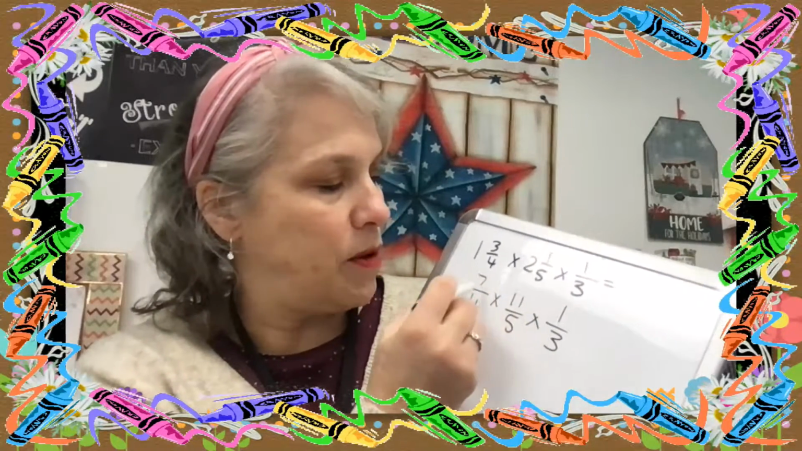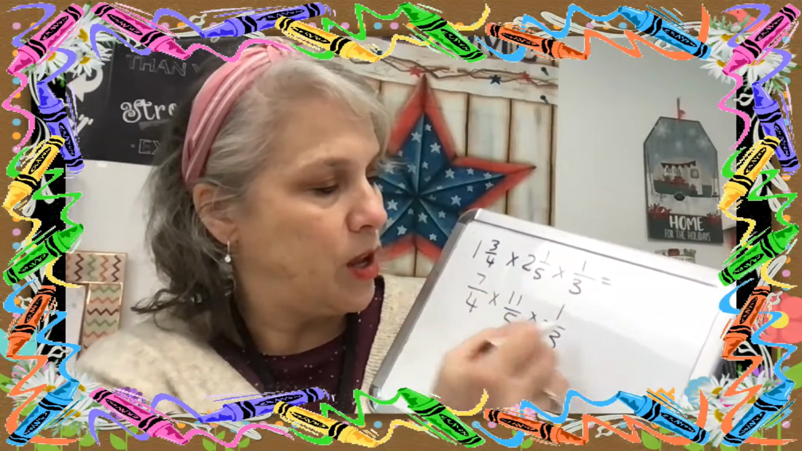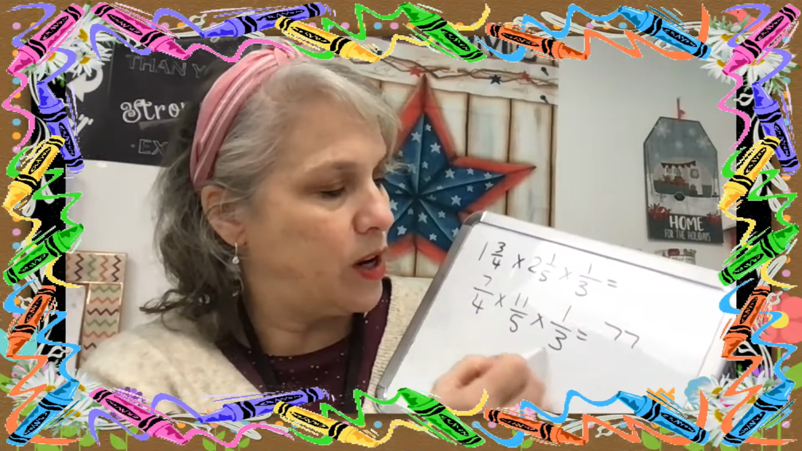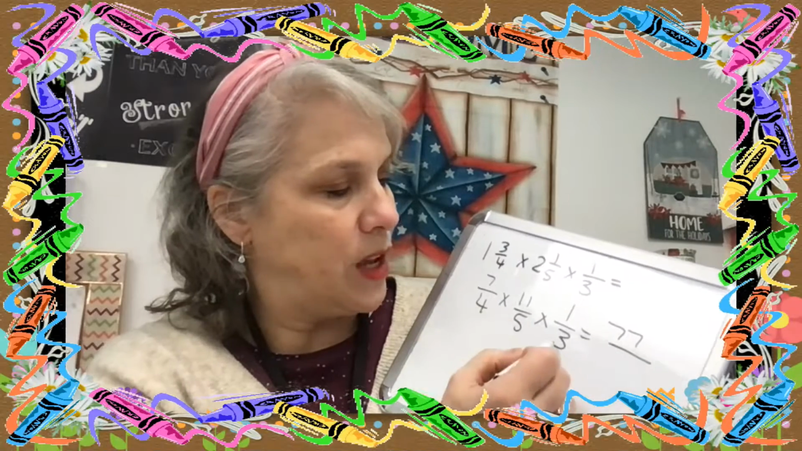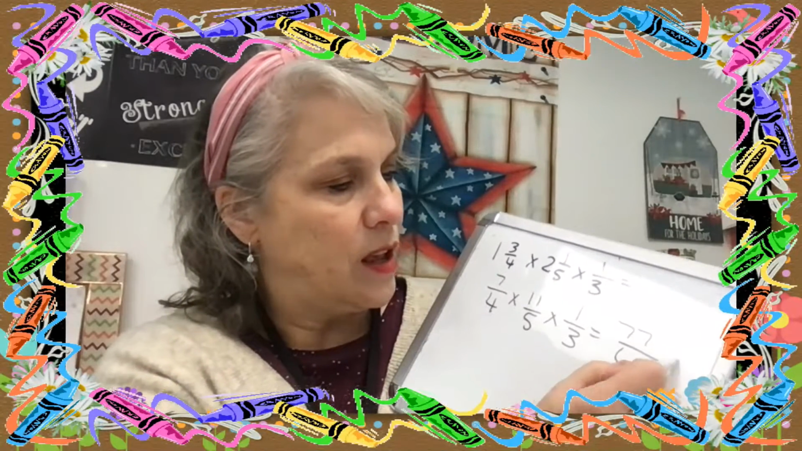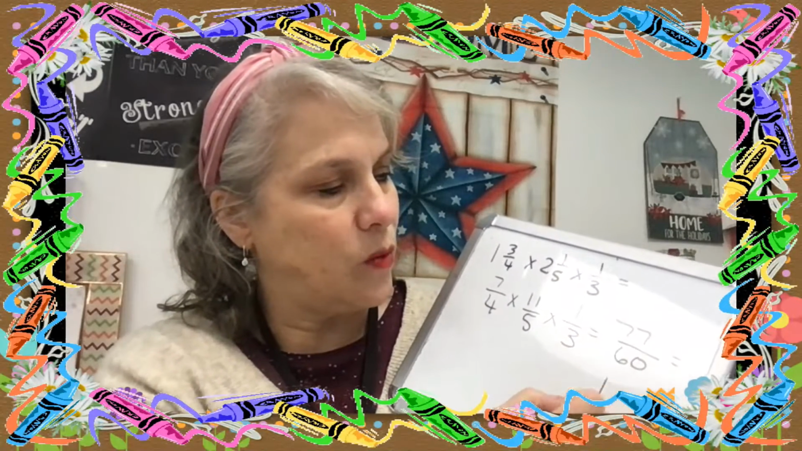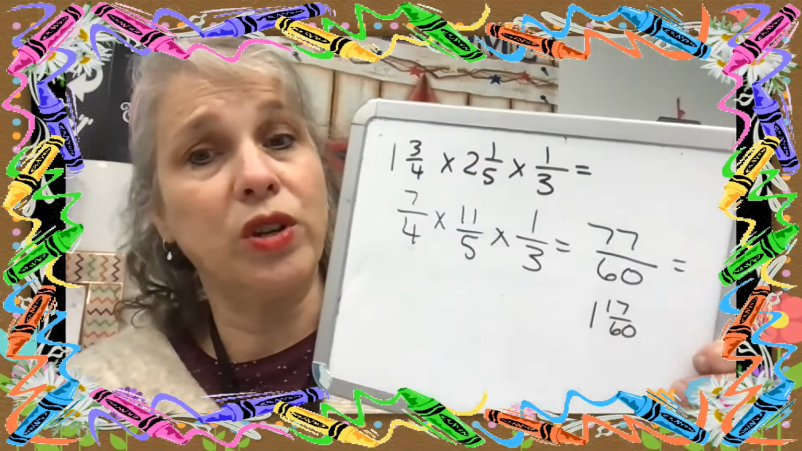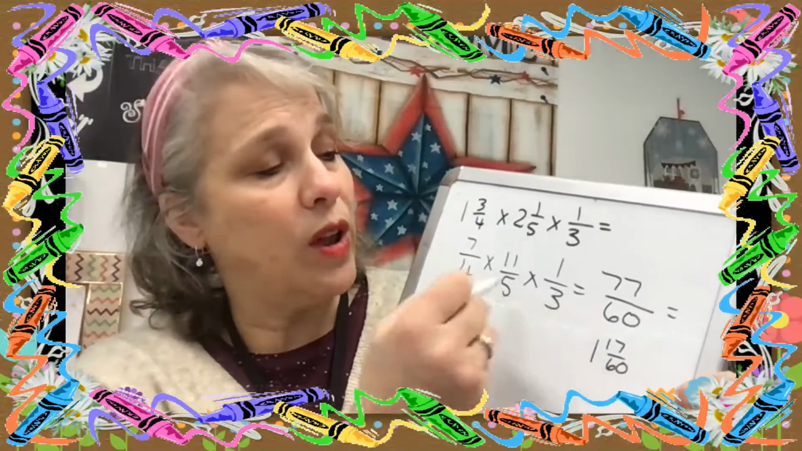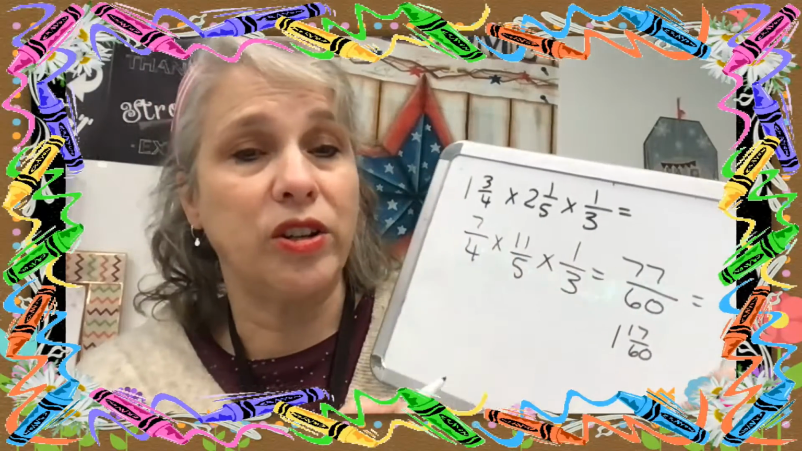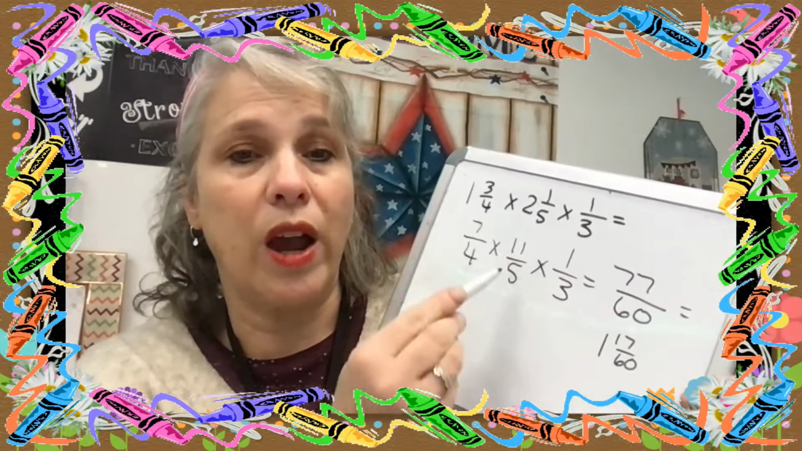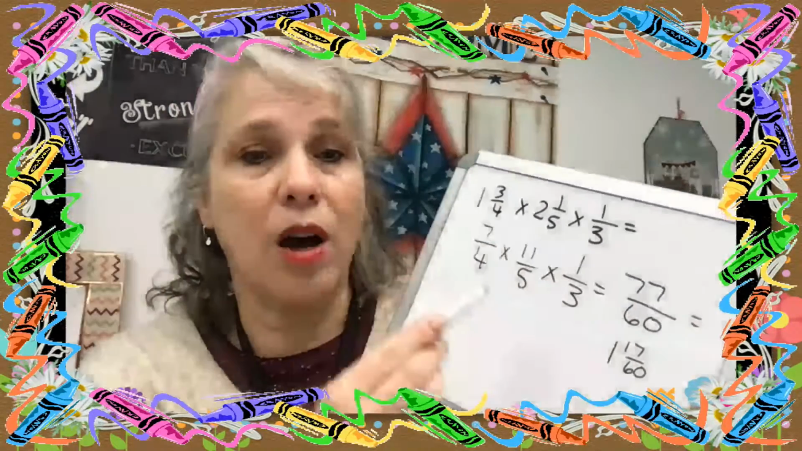Do I see any common factors, top and bottom? No. So I just multiply across. 77, 20 times 3 is 60. 60 goes into 77 once with 17 left over, and I am done. So you can do it with more than one. Now, if I do have common factors in the top and bottom, I can cross cancel anywhere as long as it's one top, one bottom.